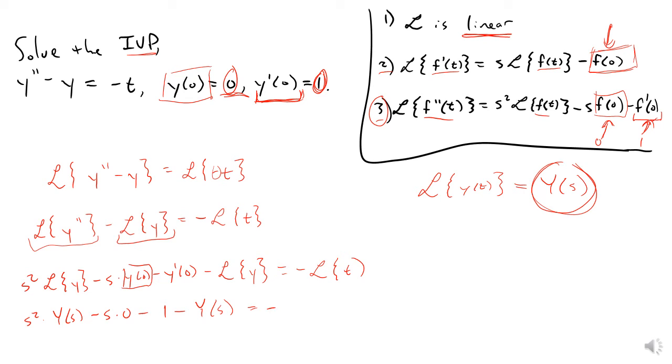On the right-hand side, what's the Laplace transform of t? If you look back in your table of Laplace transforms on page 356, or if you have it in your notes, the Laplace transform of t to the n equals n factorial over s to the n plus 1. In this case, we have t to the first power. So I have negative 1 factorial, which is 1, over s to the n plus 1. So that would be s to the 1 plus 1, so that's s squared.